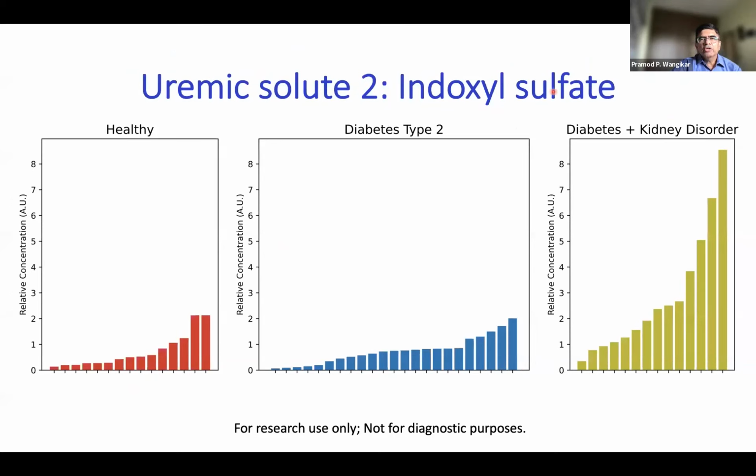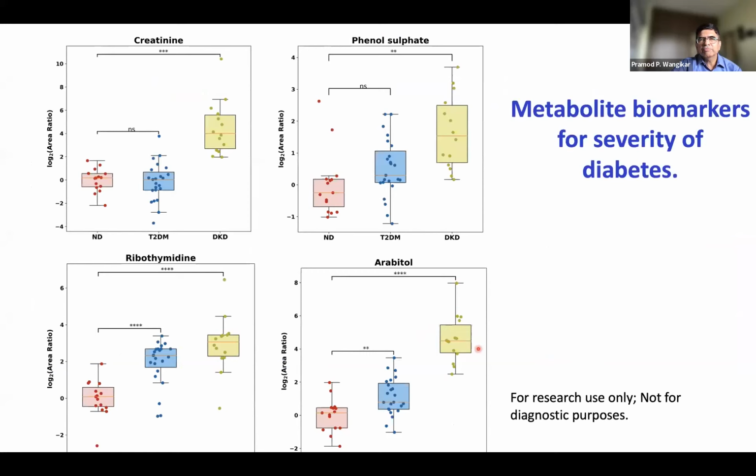Indoxyl sulfate is another uremic solute. Again, in DKD, the kidney disorder, the levels are much higher than the healthy population. And in the diabetic population, there are a few people who have relatively higher levels. So looking at the box plot, in each graph there are three boxes. The first graph is non-diabetic, the second is diabetic, and the third is those with kidney disorder.